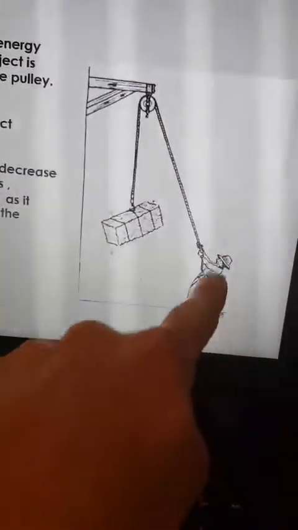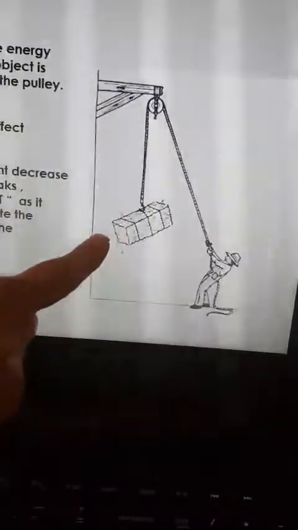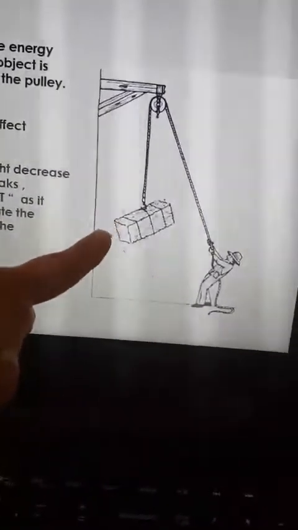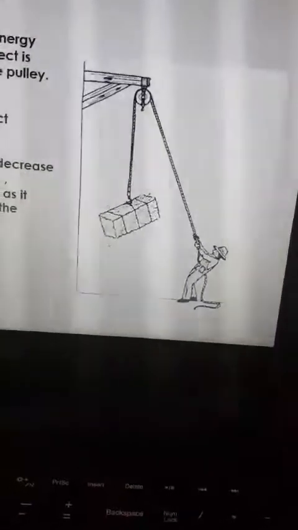Some of the work or this energy will transfer to other forms of energy, sound and heat energy, by the pulley. So for example, if you put here 10 joules of work or energy, what will happen here? The pulley will take 1 joule as sound and heat energy. So the useful work that is here to raise the object will not be 10, it will be 9 joules. Why? Because of friction. So some of the energy transfers to heat and sound energy.